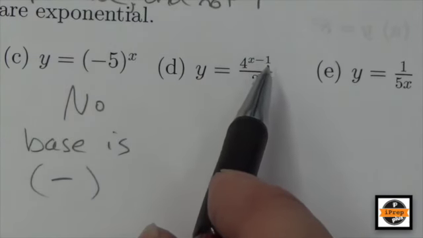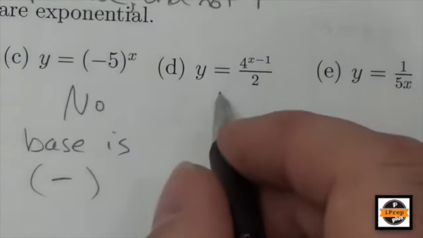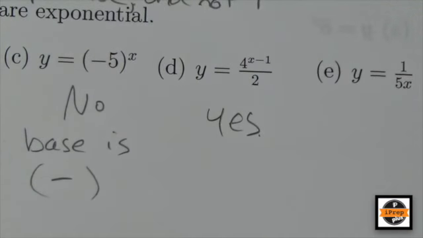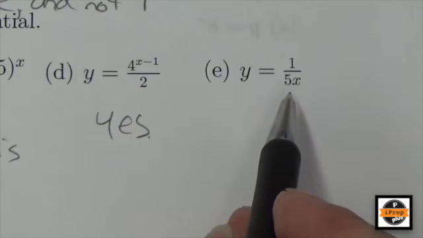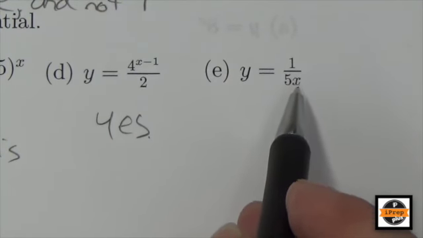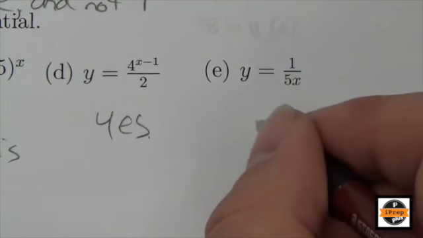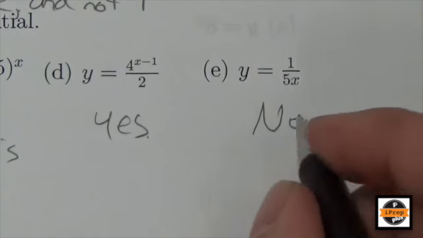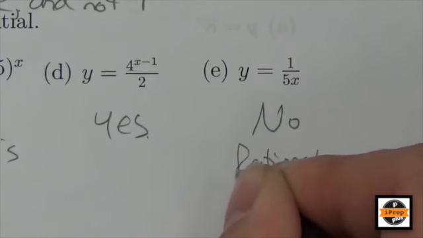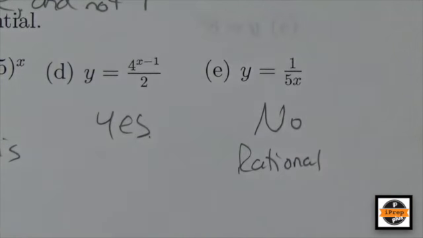We've got 4 to the x minus 1 over 2. Yep, there's not a problem with that. That is exponential. And then 1 over 5x. Again, the x is not in the exponent here. It's in the denominator. So no, this isn't exponential. What we might say is this is rational. That's probably the best we can state there, that that's going to be a rational function.